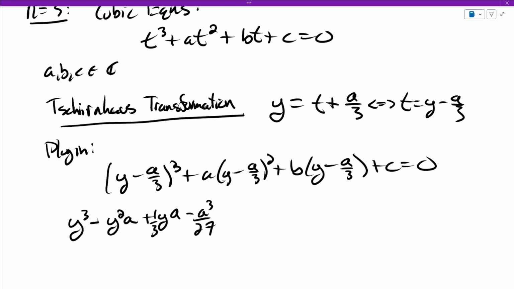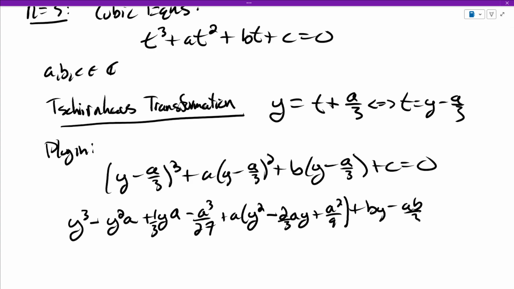Yikes. The next one is going to be a times y squared minus twice the first and the second, so that's 2/3 ay, and then plus the second squared, so that's a squared over 9, I believe. Yep. And then we're going to get plus by, minus ab over 3 plus c is 0. Whew. All right.